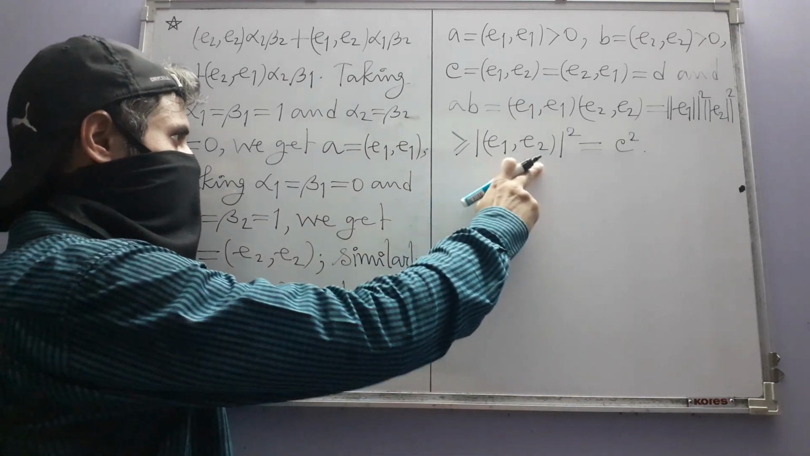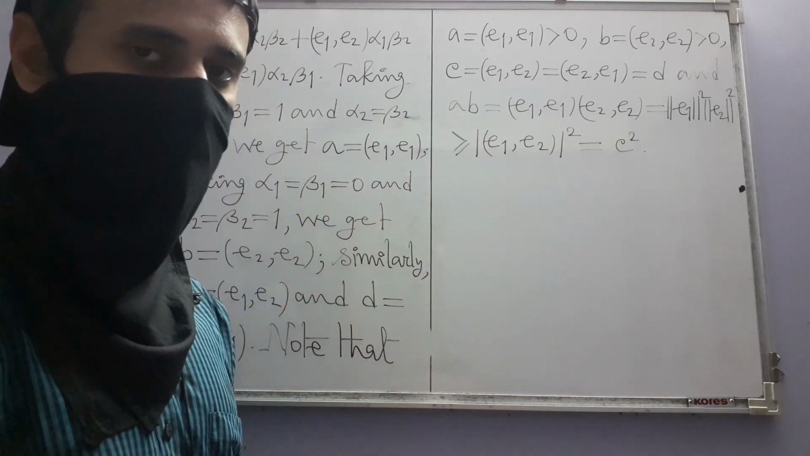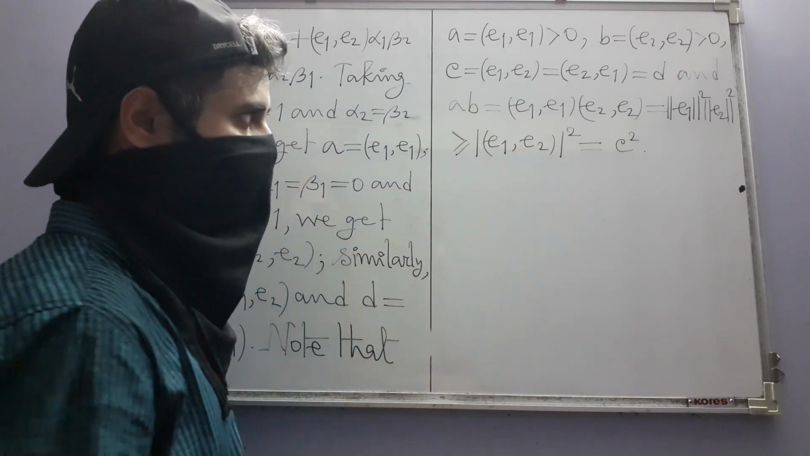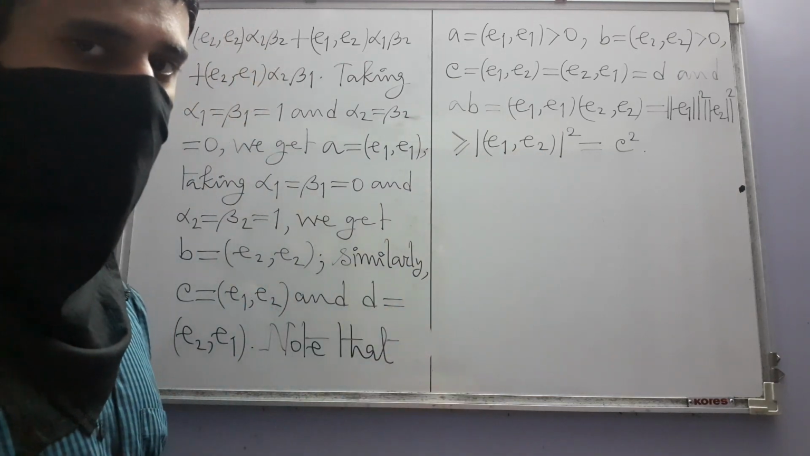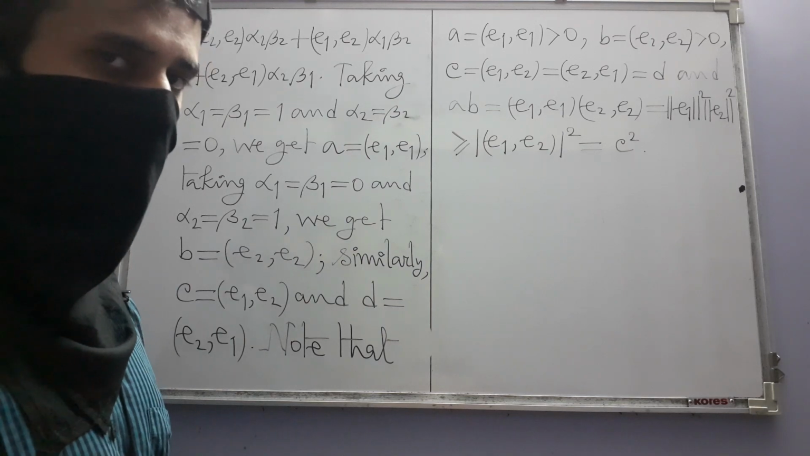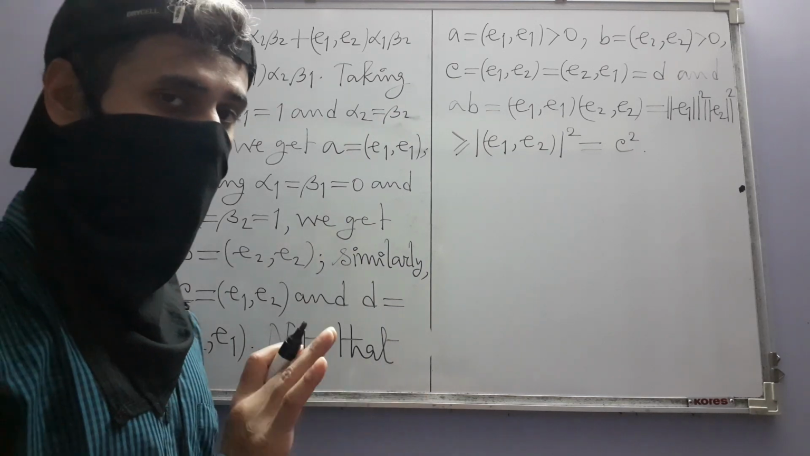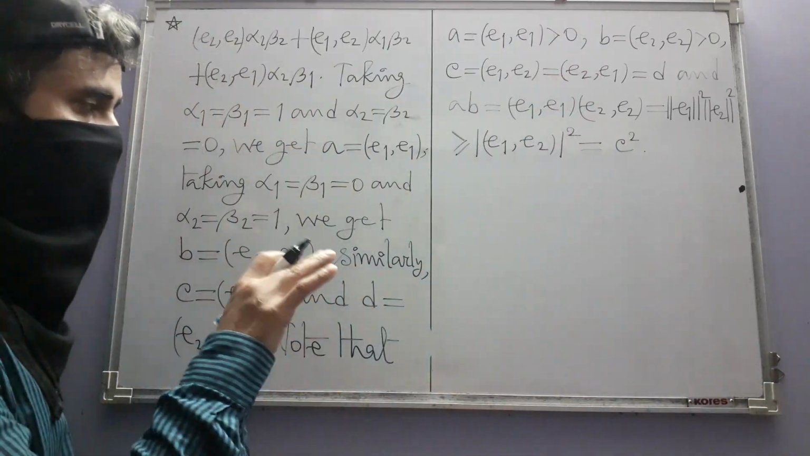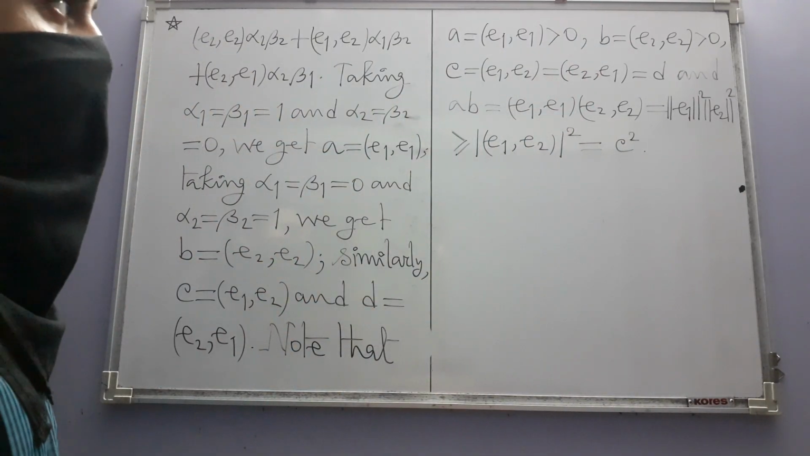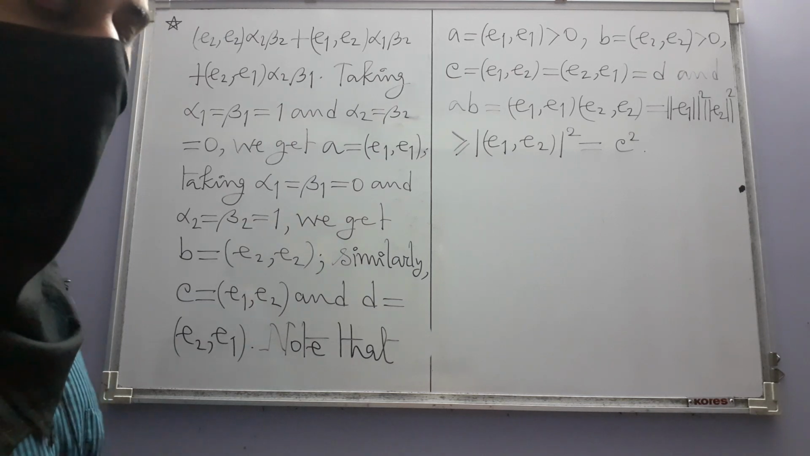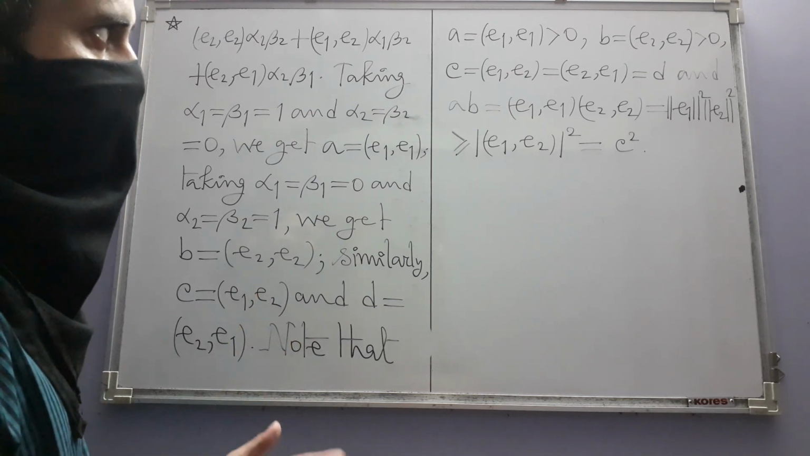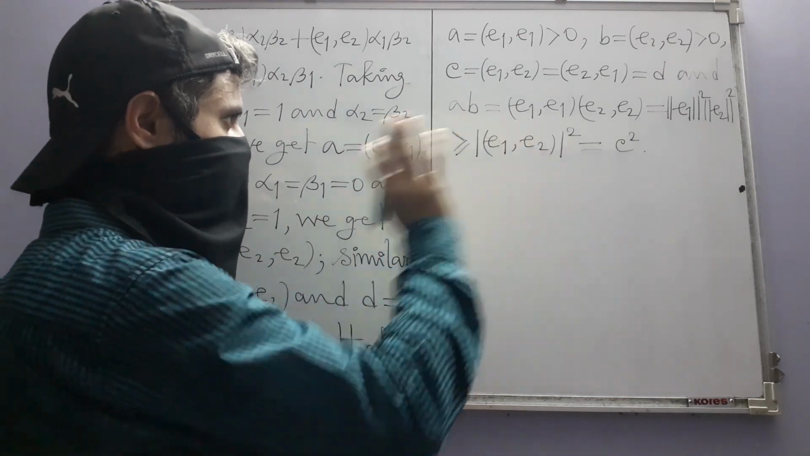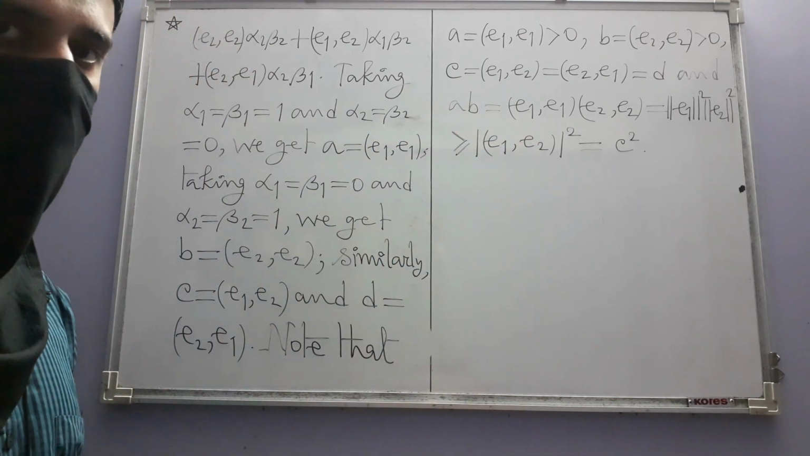Because our inner products are giving us real values, we can get rid of the absolute value sign. Absolute value of C square is equal to C square. That is only true for real numbers, okay? So that's why we have C square here. So these are some things that we have come to know are true about A, B, C and D. A and B are positive, C is equal to D, and AB is greater than or equal to C square.